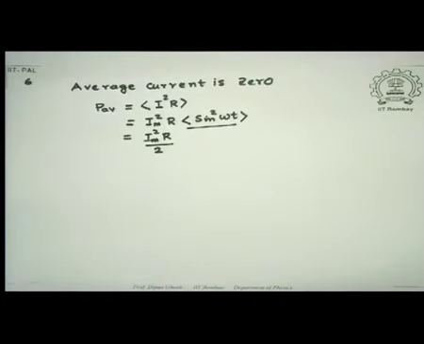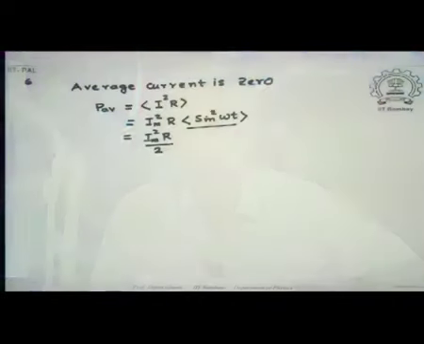So you notice that this formula has some similarity with the power dissipated in DC circuits, but for this factor of 2. Now we could remedy this situation and make the two formulas very similar, provided we define a new quantity which is known as the root mean square current.